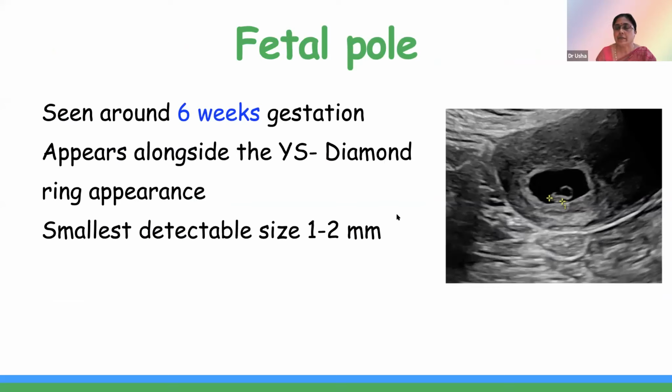Next to the yolk sac, we start seeing the fetal pole. The fetal pole is seen around 6 weeks of gestation. It appears along one side of the yolk sac together, and it looks like a diamond ring. I already told you, for us to see anything on ultrasound, it should at least be 1 to 2 mm. So at this gestation of 6 weeks, the fetal pole is about 1 to 2 mm.